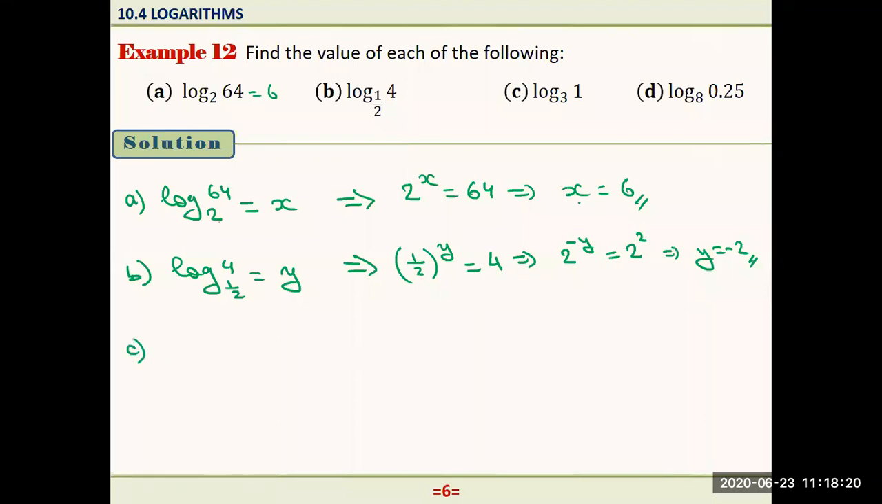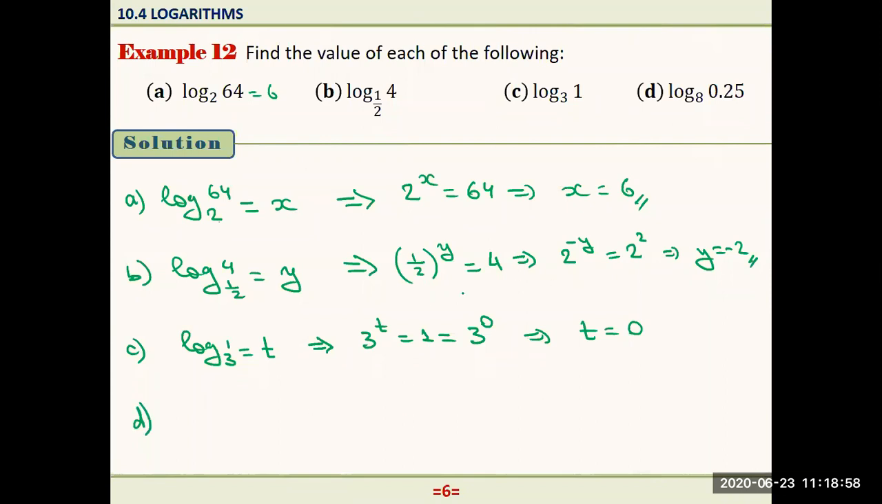How about C? Logarithm of 1 to the base 3 is equal to, let's say, t, right? If we change this into exponential form, 3 to the power t is equal to 1. And what is 1? I can write 1 as 3 to the power 0, because 3 to the power 0 equals 1. So 3 to the power t equals 3 to the power 0, and from here t is equal to 0. But you will see that actually logarithm of 1 to any base is always equal to 0.